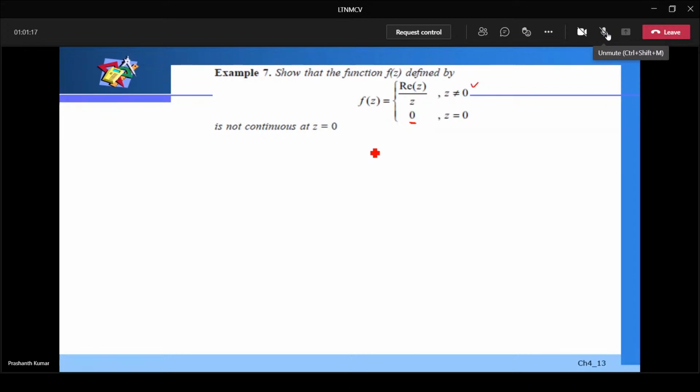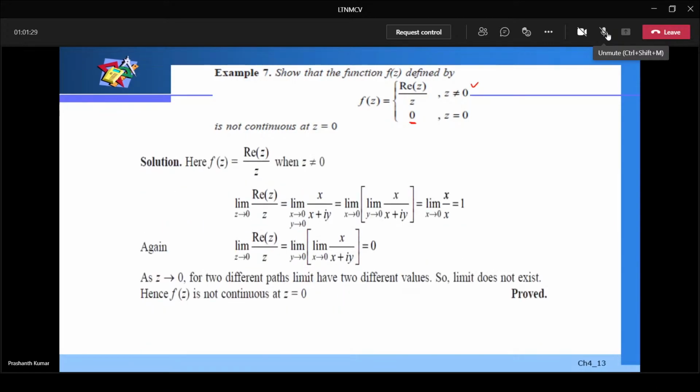You are not getting 0. Then only, if the limit of the function is not equal to the function value at the point, then we call it not a continuous function. Here f of z is equal to real z by z, where z is not equal to 0. This is the first case we are considering.